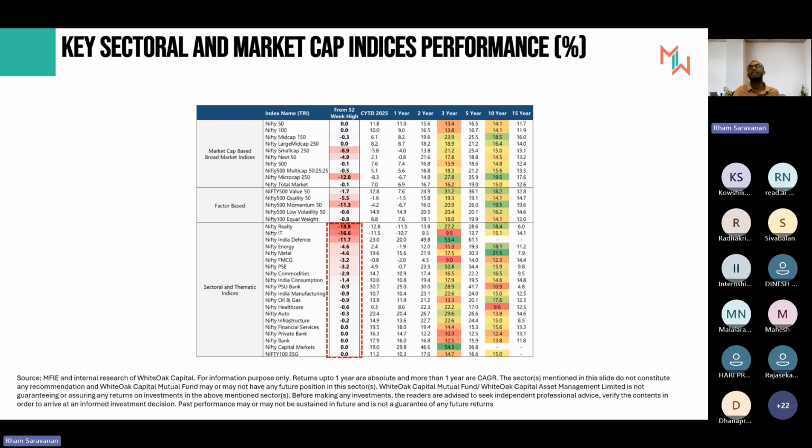Now look at the factor based indices like value, quality, momentum, low volatility. Each of these styles performs well in different market environments. Momentum does well when the trends are strong, quality performs better when the markets are uncertain, and value does well when the market rewards it. So the key takeaway is that no single factor works all the time.